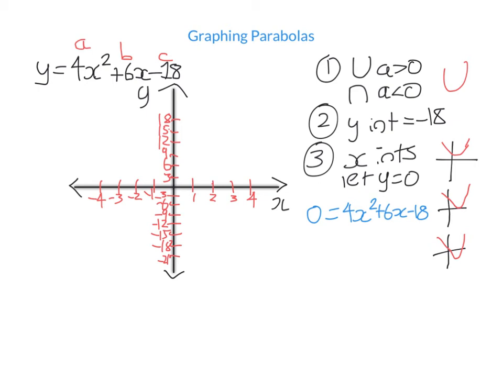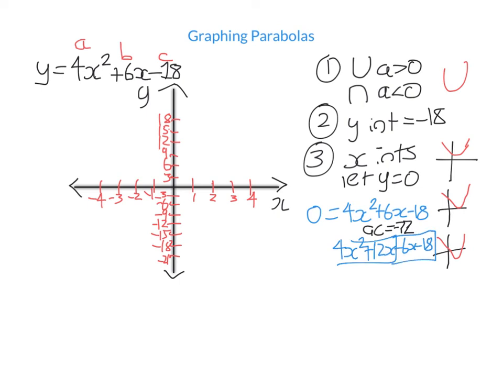So I'll use the AC method. So here, AC is minus 72, 4 times negative 18. So the two numbers that multiply to minus 72 and add to 6 are 12 and minus 6. So what we do is we split up the middle term into 12x minus 6x, and then we factorize the first 2 terms separately to the last 2 terms.